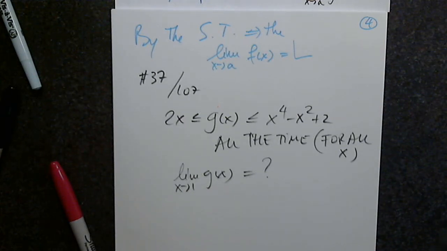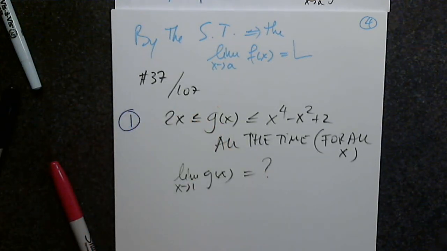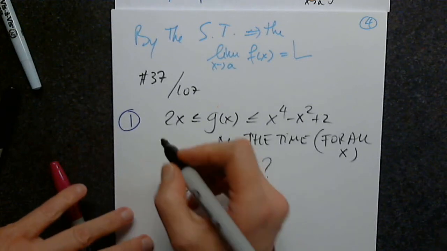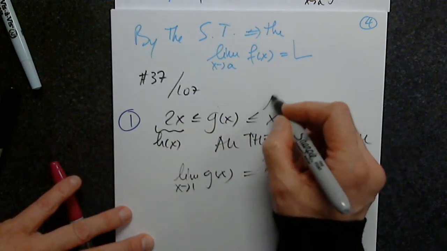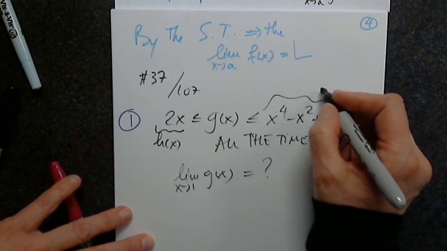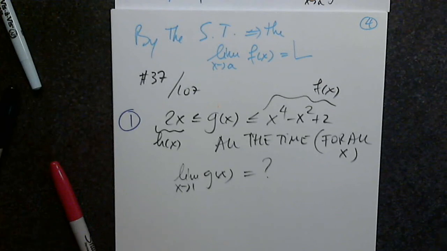But this is already the first hypothesis of the Squeeze theorem. They're already giving us the lower bound, I'm going to call it h of x, and the upper bound function. In this case, since they denoted this by g, I'm going to denote this by f. So the first hypothesis is already given to us. They're telling us for all x, g is squeezed between the lower function h and the upper function f.